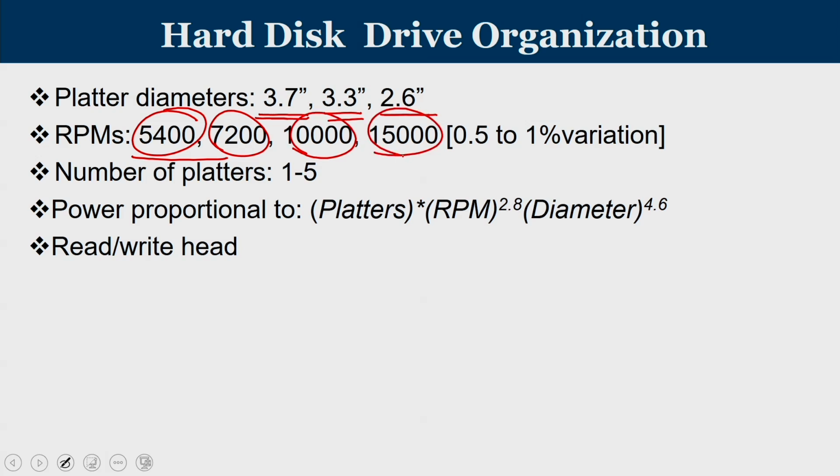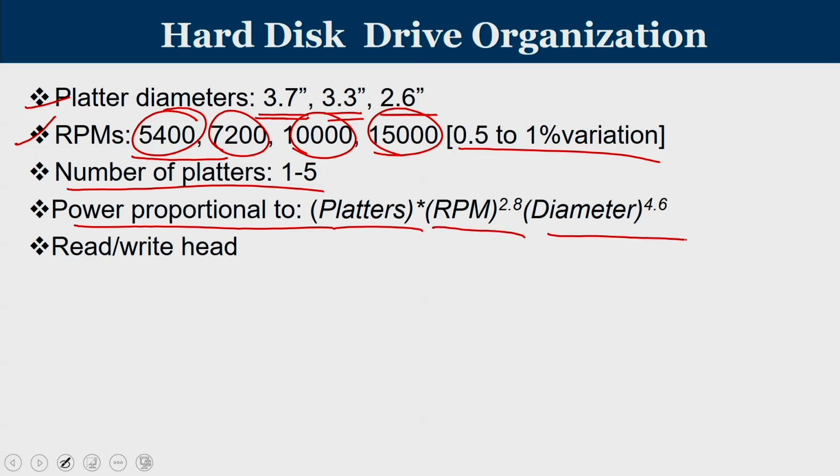We call it RPM speed, and there can be some 1% variation also. It may not be possible for us to design circuitry which will have exactly 15,000 RPM in 1 minute. The number of platters also varies from 1 to 5, and the power is proportional to platters times RPM raised to 2.8 times diameter raised to 4.6. We are not going into the derivation of this. Those who are interested can look into the textbooks and material from the internet.